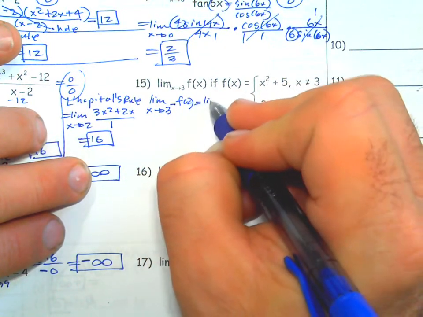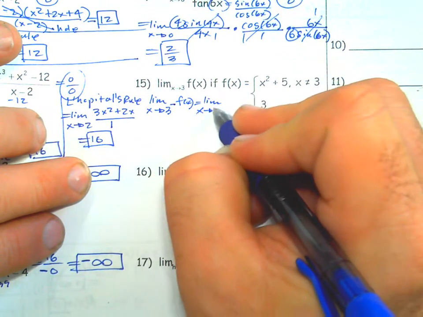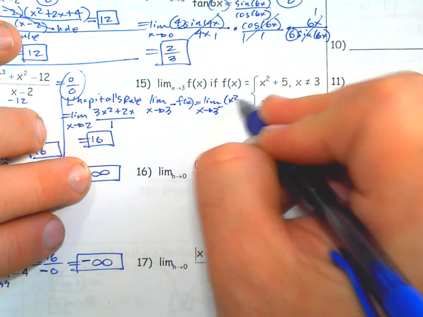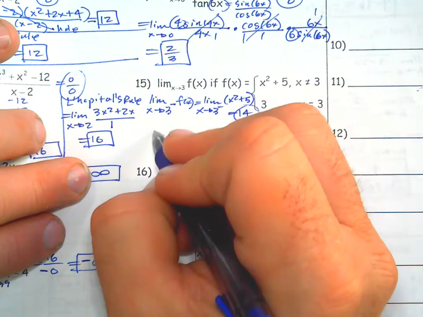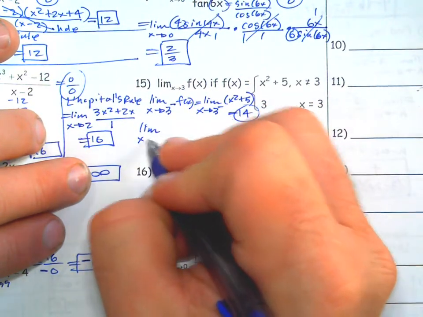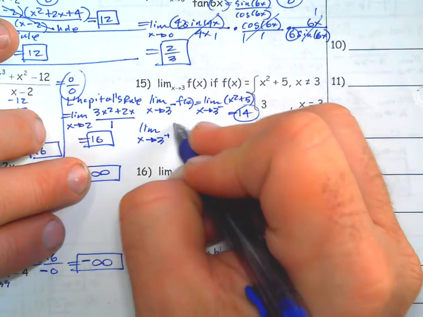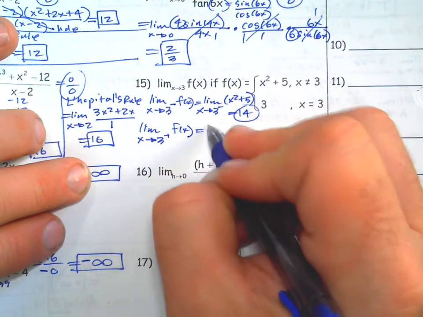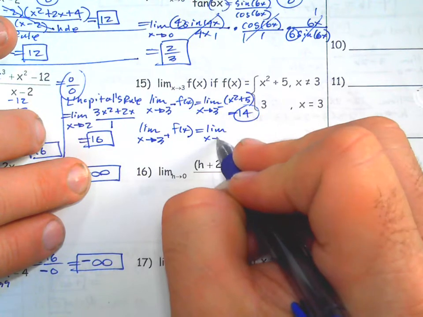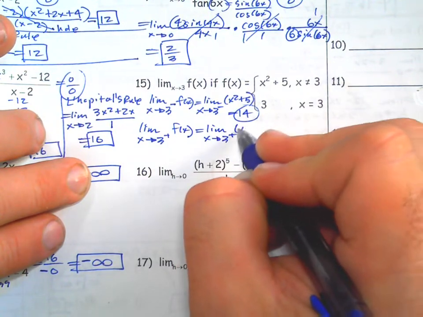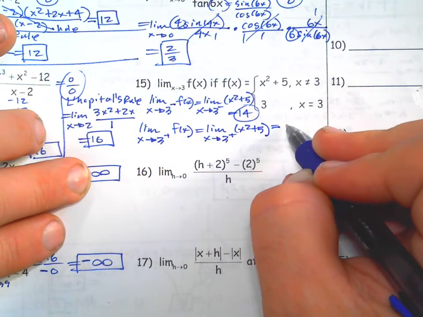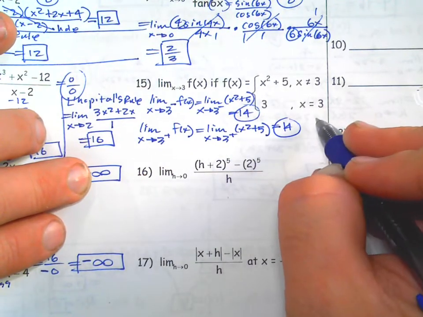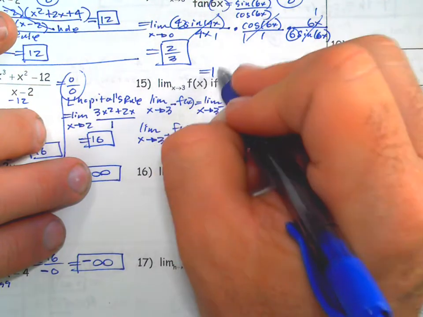We're going to get the limit as x approaches 3 from the left of x squared plus 5, which is going to be 9 plus 5, which is 14. And then we do the right side limit. The limit as x approaches 3 from the right of f of x is going to be specifically the limit as x approaches 3 from the right of the function that's valid there, which happens to be the same, which is unusual. It gives you 14. They're both 14. So the answer is 14.